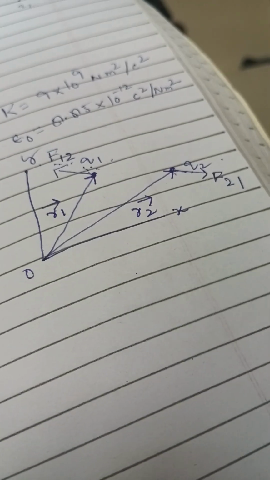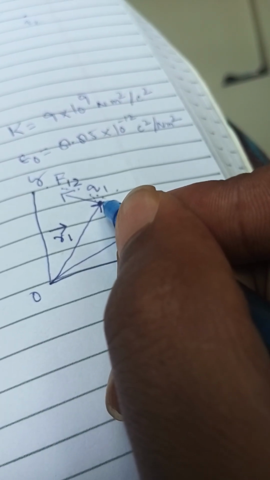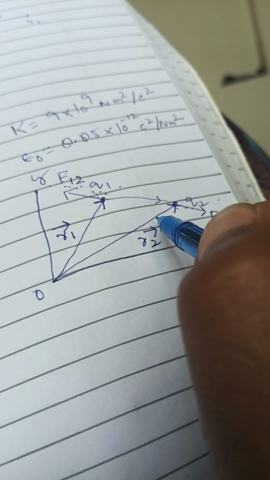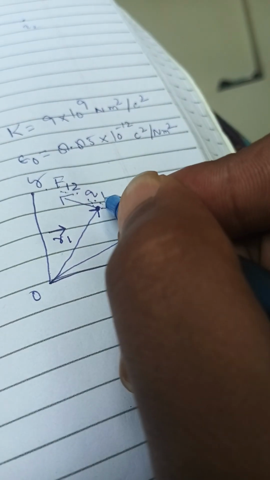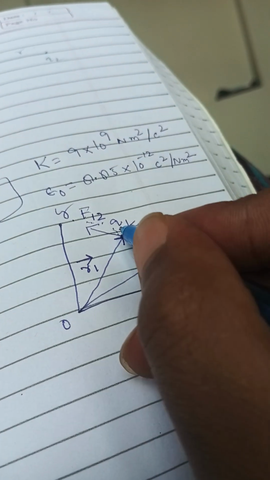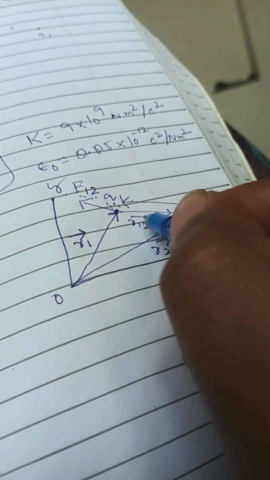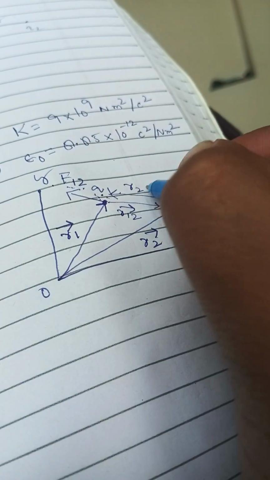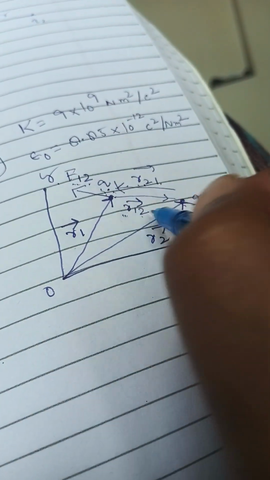Now there are two vectors here. One vector has its tail at Q1 and head at Q2. Another vector is in this direction, with tail at Q2 and head at Q1. The vector that starts from 1 and ends at 2, we name R12. The vector that starts from 2 and ends at 1, we name R21.